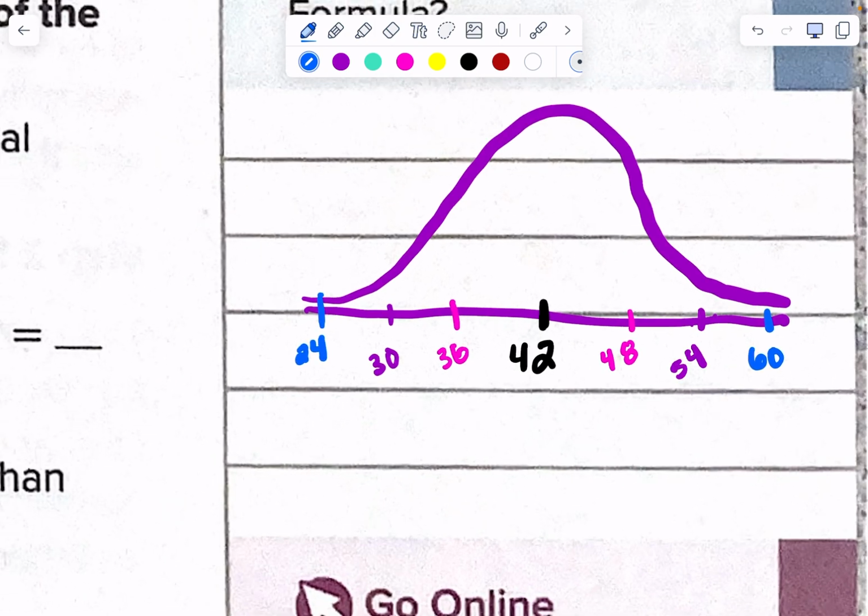Now, do you remember what percent was within one standard deviation? 68. What was the next percent? 95. And what's the last percent?